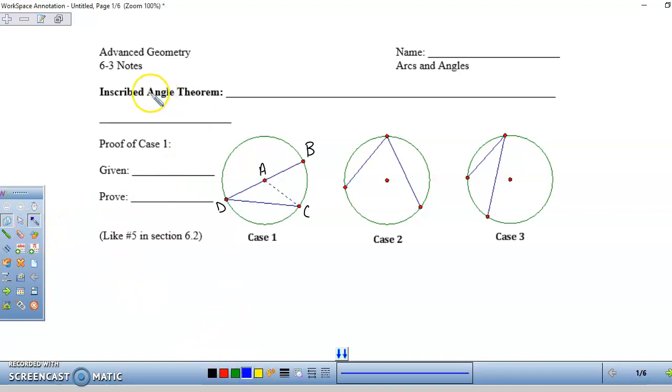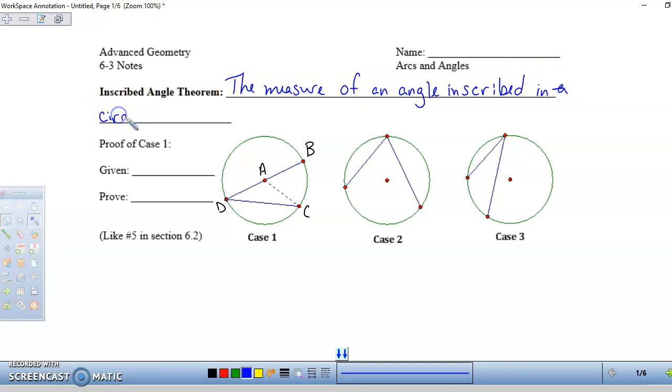So, definition. Well, we did the definition earlier, but the inscribed angle theorem says the measure of an inscribed angle, or of an angle inscribed in a circle, is 1/2 the measure of its intercepted arc. We're going to leave a lot more room than I left here.